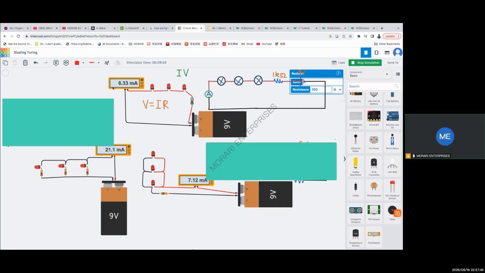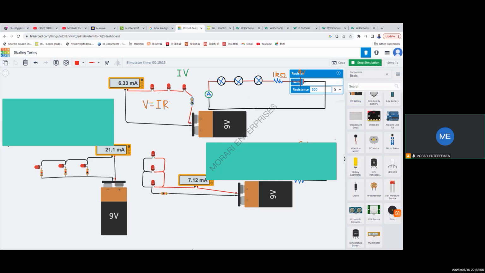Now it's 500 ohms, you see, our current has doubled from 3.31 to 6.33. It has at least doubled. The resistance here is negligible, but I think it's still a little, probably like 2 ohms, 3 ohms, like that. So this is not 3.31 times 2, which would give us 6.62, but it's 6.33. So it's almost double. I think we can actually say it's double.